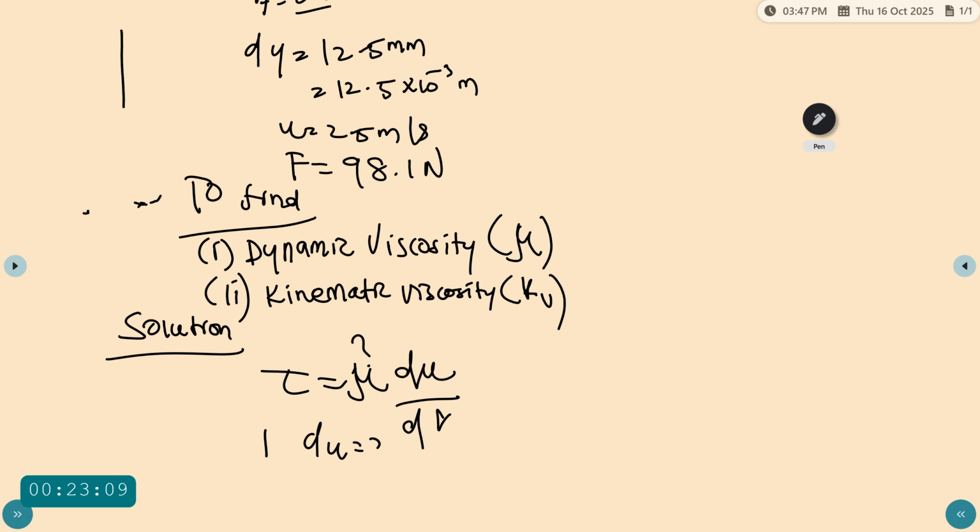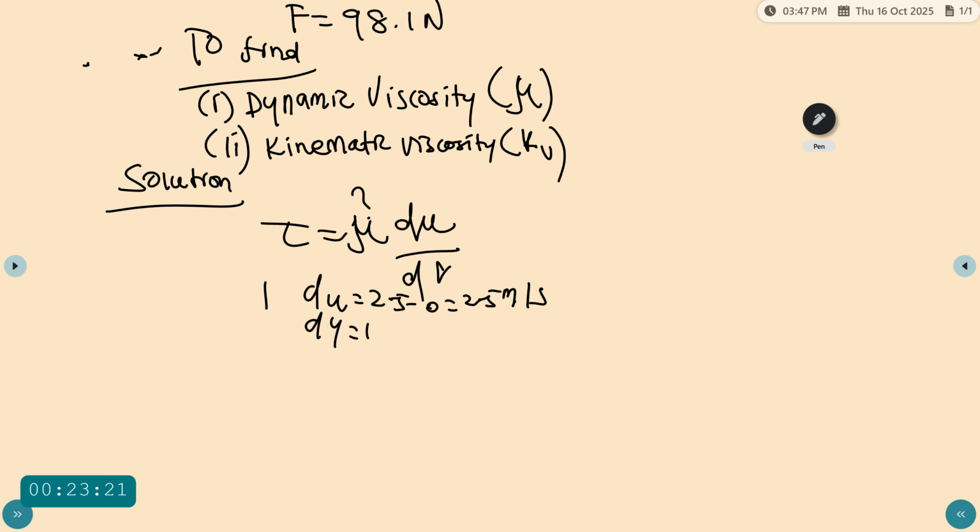So du is equal to u minus 0, which is 2.5 meter per second. dy is the plate distance. The distance is given, dy equal to 12.5 into 10 power minus 3 meter. Tau, shear stress, is not given, but they are given force and the area.